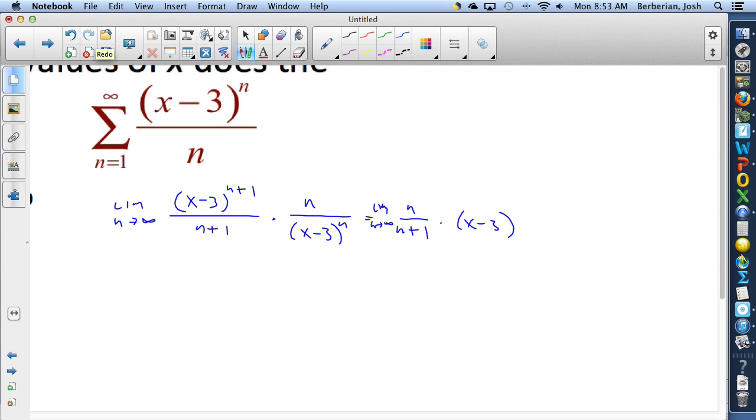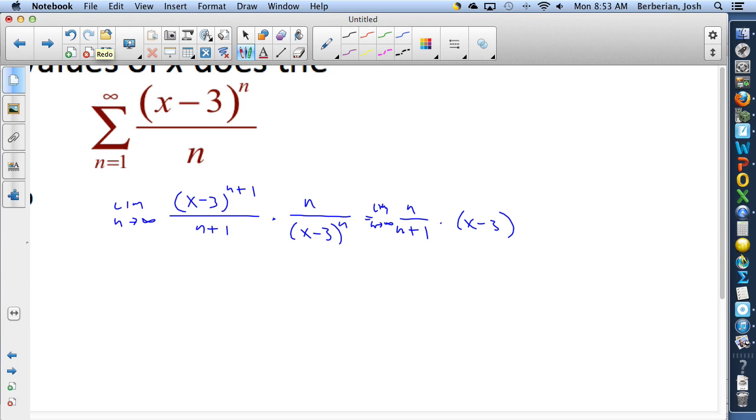All right. In the long run, what happens to n over n plus 1 as n gets huge? It goes to 1. So this question now becomes, if this piece goes to 1, what has to be true about x minus 3? It has to be less than 1.